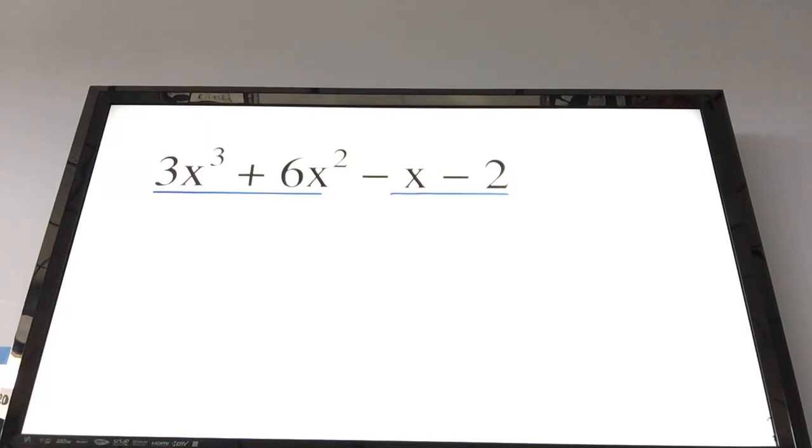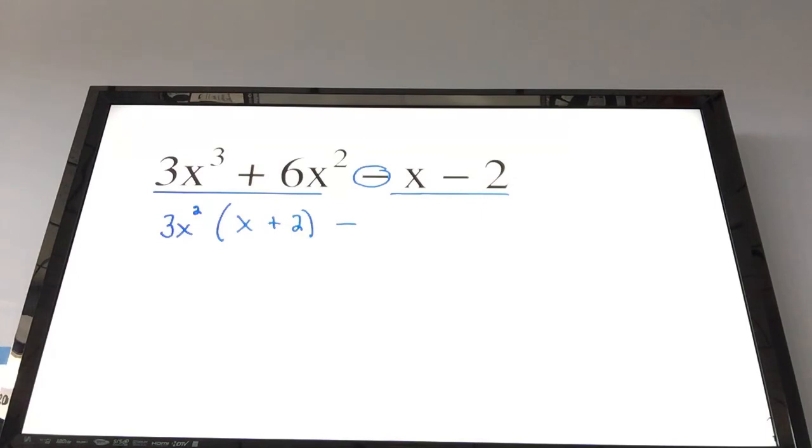Common factor of the first 2 terms is 3x to the second. Make sure you get out the greatest common factor. 3x to the second into 3x to the third leaves me x, plus 3x to the second into 6x to the second, positive 2. Whatever that sign is, that's the sign that comes down. When you bring down a negative, you're taking out a negative common factor, which means our signs are going to change.